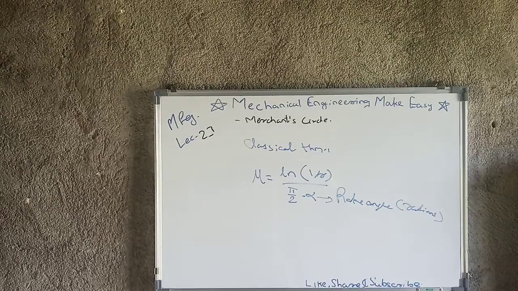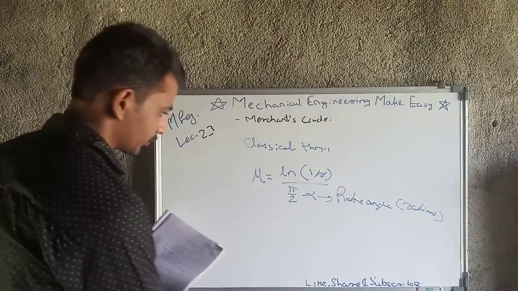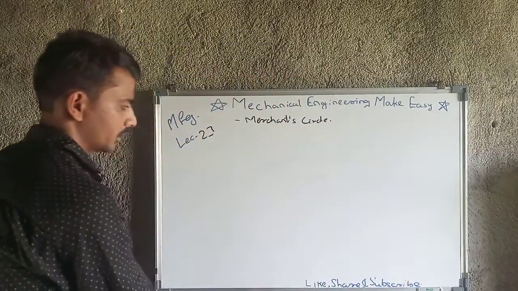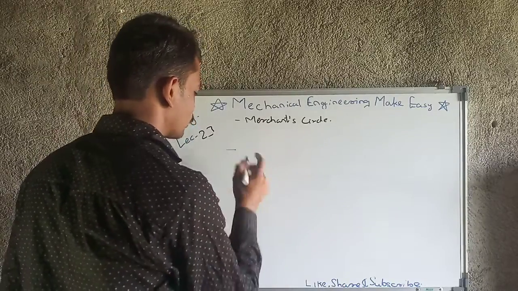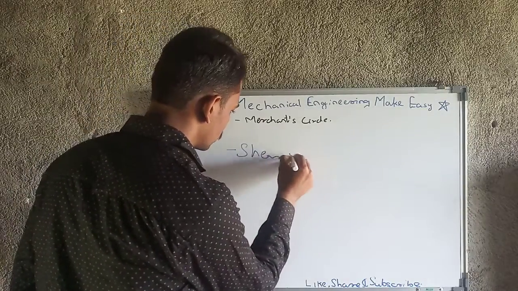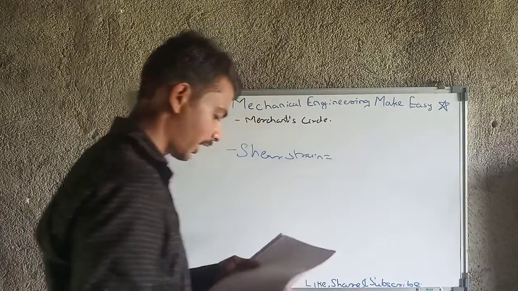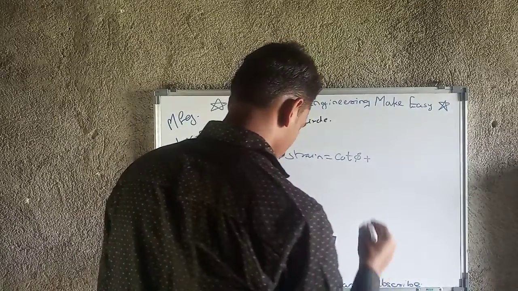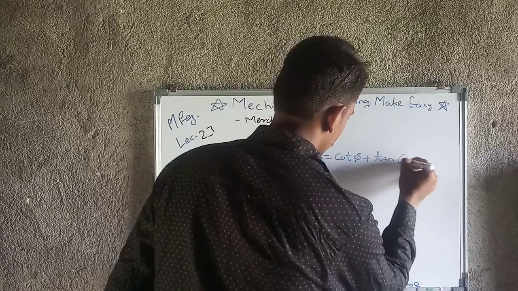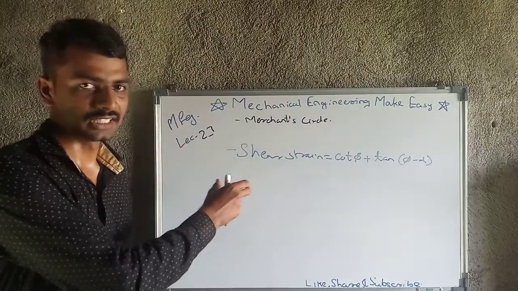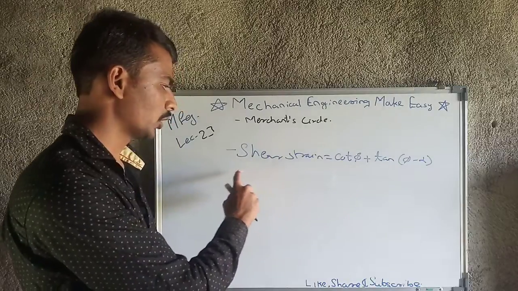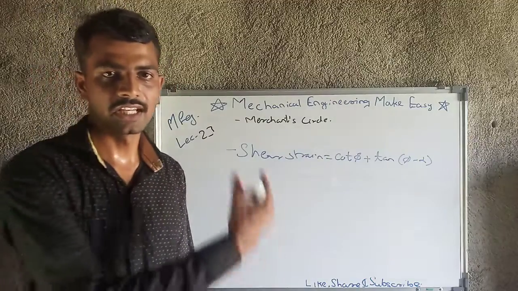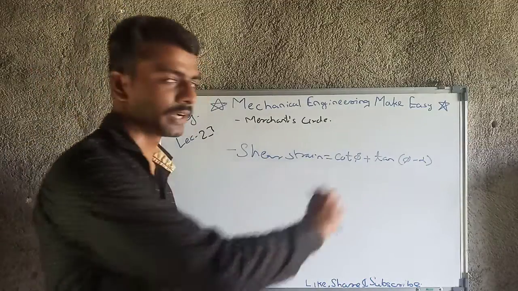Then we will look towards the next, and that is shear strain. Okay, another formula. A question may come to calculate shear strain. So shear strain has the formula cot phi plus tan(phi minus alpha). If in a question you are asked to calculate shear strain, then the formula is cot phi plus tan(phi minus alpha). Here phi is the shear angle and alpha is the rake angle.